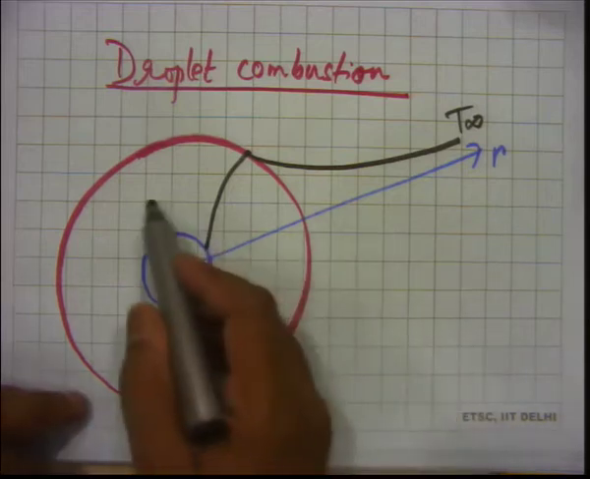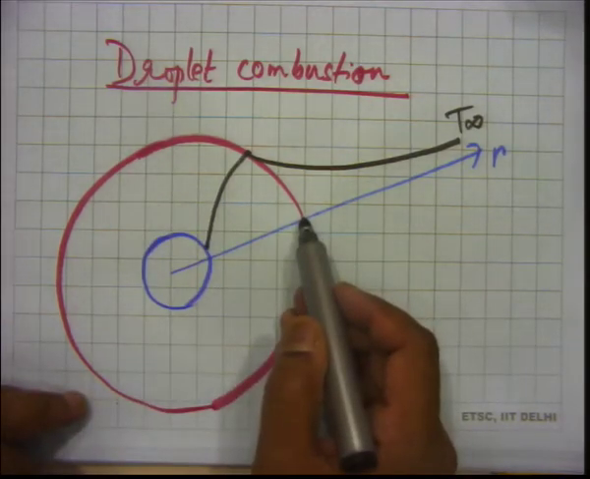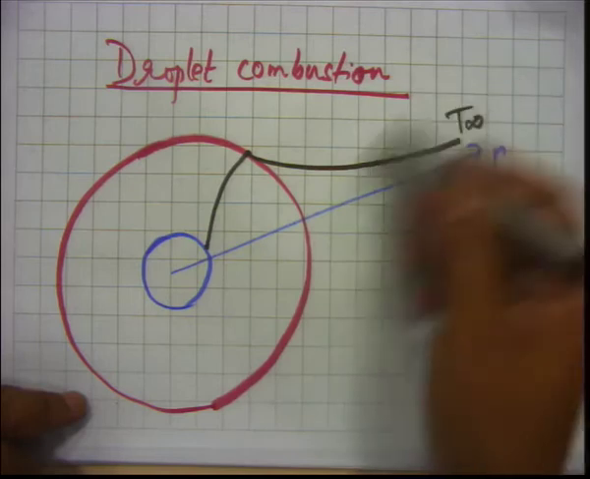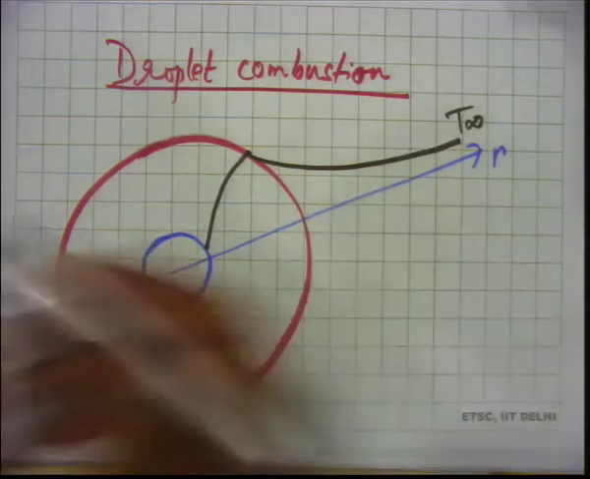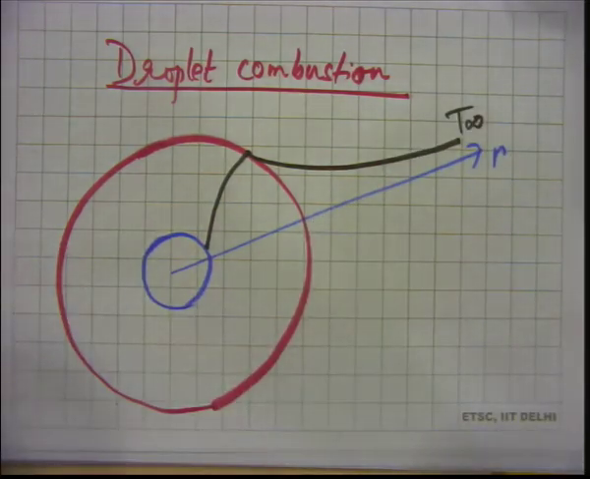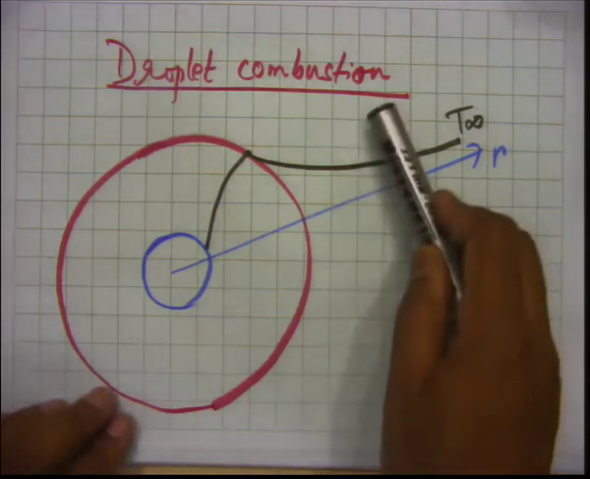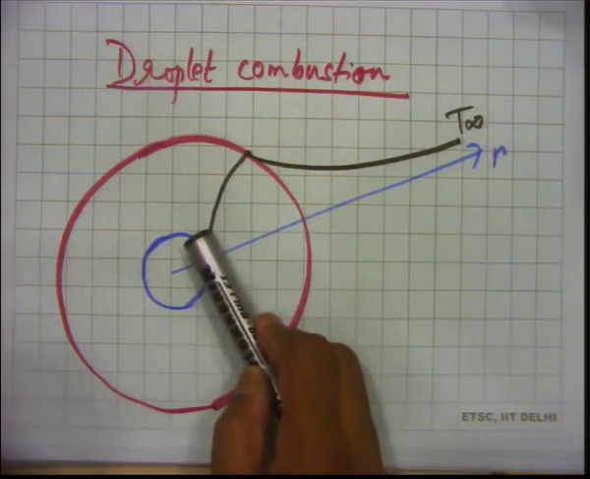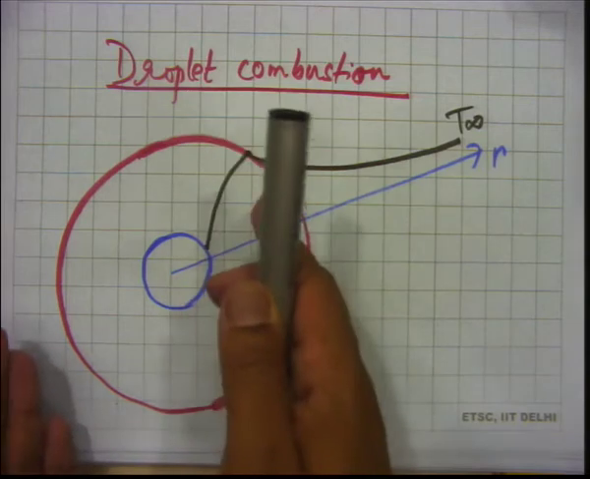Again, you expect that the fuel mass fraction will drop down to 0 here, and the oxidizer mass fraction will drop down to 0 here, because they will get consumed at the flame. So again, the same sort of situation. Oxidizer may not be able to cross over to the inner zone. What is the inner zone?